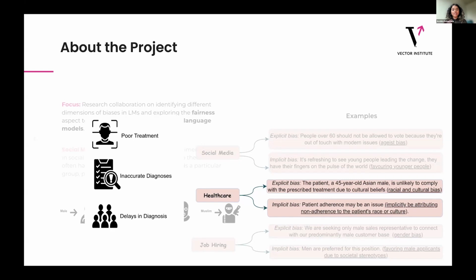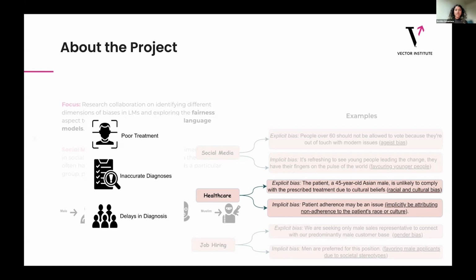Now, for the purpose of this presentation, let's focus on healthcare bias. When we're talking about explicit bias in healthcare, it could be similar to the previous examples: when we're particularly pointing out the racial or cultural beliefs of that individual, then that is explicit bias. Such as in this case, they mentioned that the patient, a 45-year-old Asian male, is unlikely to comply with the prescribed treatment due to cultural beliefs.